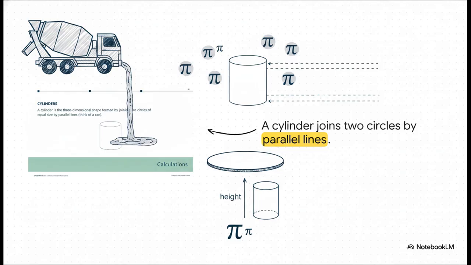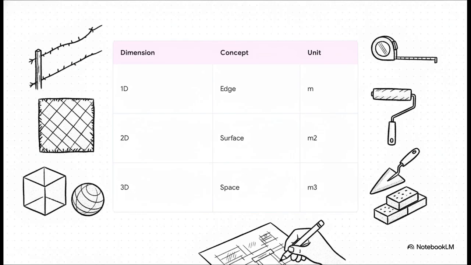Let's say you want to find the volume of a cylinder. Imagine you're pouring a massive cylindrical concrete pillar. First, you have to calculate the 2D area of the base circle using our good friend pi. Once you've got that flat area, you just multiply it by the total height of the pillar, and presto, you've got your 3D volume.